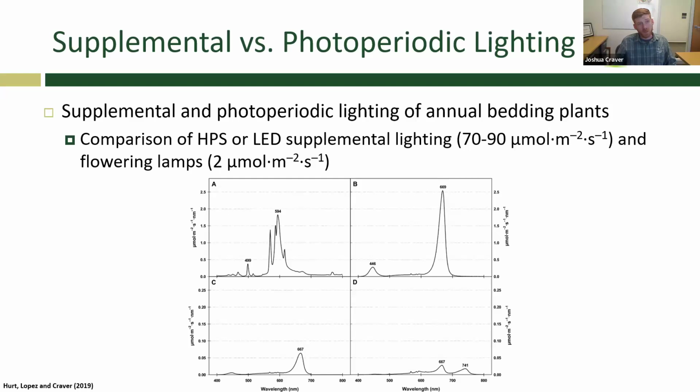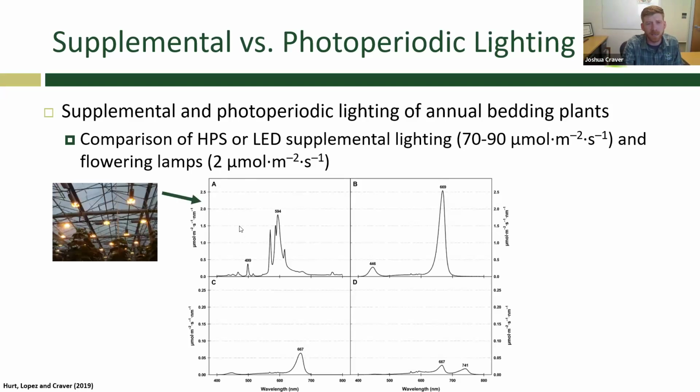We did do some research on this, though, way back in the day. This was about a year before I joined Project LAMP, with my previous advisor, Dr. Roberto Lopez up at Michigan State University. We were looking at a lot of different aspects of lighting, but one of those was responses under photoperiodic light. We were doing some comparisons, and specifically we had HPS and LED supplemental lighting provided to many different annual bedding plant species, anywhere from 70 to 90 micromoles. But we also had flowering lamps.